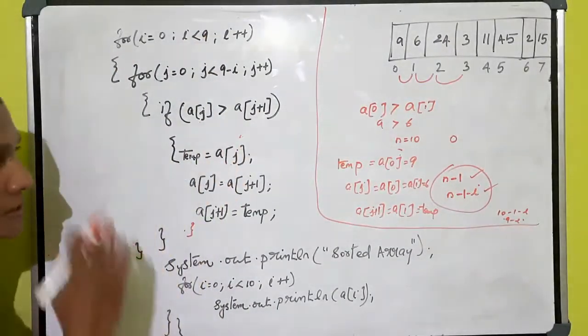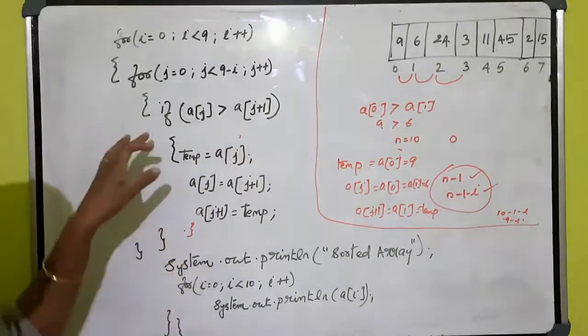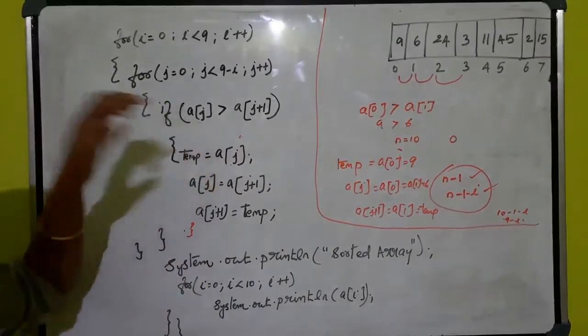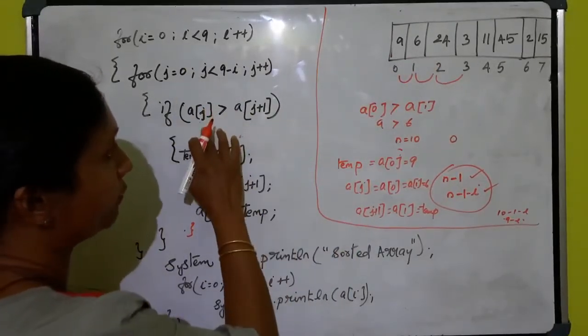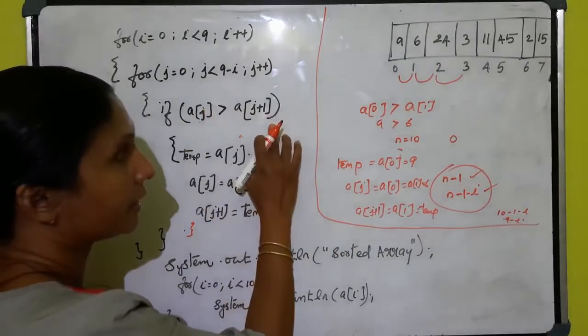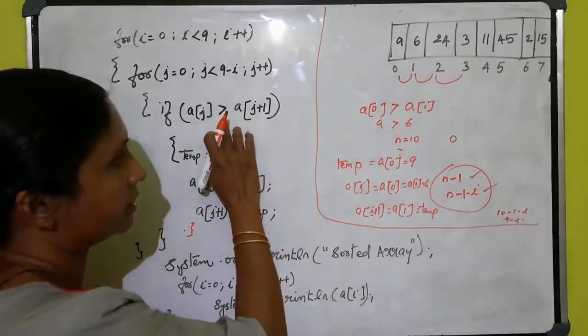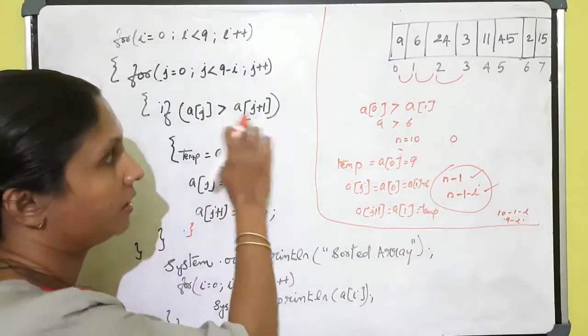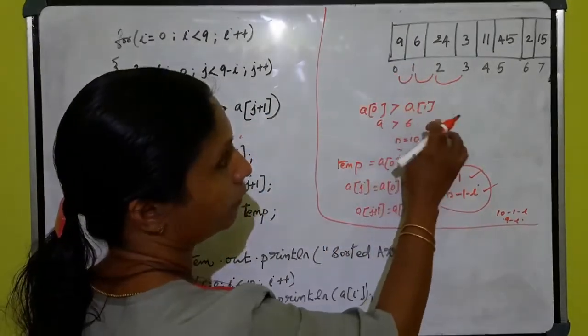Okay. Then, what's the next step? We need to compare these values. How can we compare? With the help of an if statement. First, we are comparing 0 with 1. That means a of j, a of 0, with a of 1. a of j greater than symbol. In ascending order, you should use this greater than symbol. a of j plus 1, that means 0 with 1, a of 0 with a of 1.